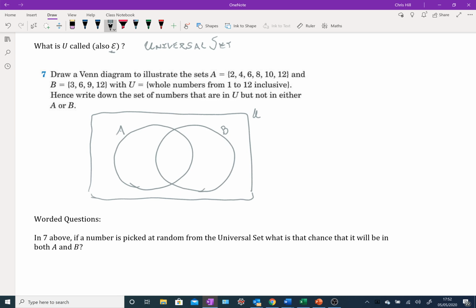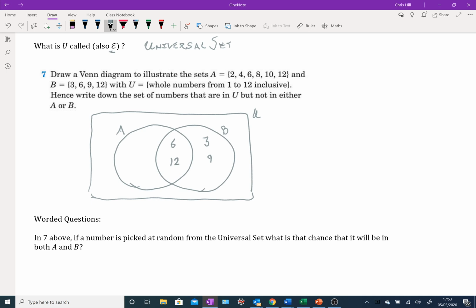A quick look, we can see that 6 and 12 are in both. So we put those in first. We will start in the middle and work out. This intersection is the elements in both, so 6 and 12. And then we write B will be the other elements. So that will be 3 and 9.